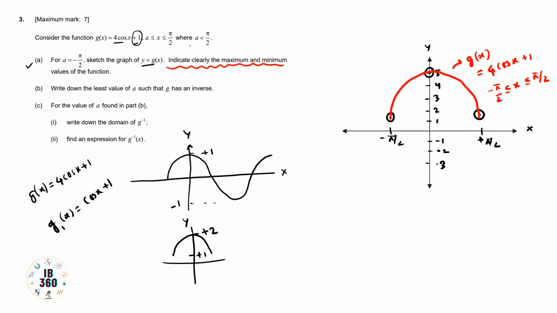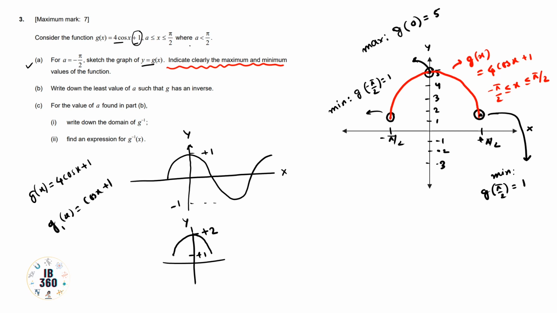Now to note the maximum and minimum values of this particular function, you can see obviously this particular point is the maximum value. At the maximum value, g of 0 is equal to 5. Here is the minimum value: g of minus pi by 2 is equal to 1, and again here is another minimum value, g of plus pi by 2 is equal to 1. So in this way, 2 minimum values are there.